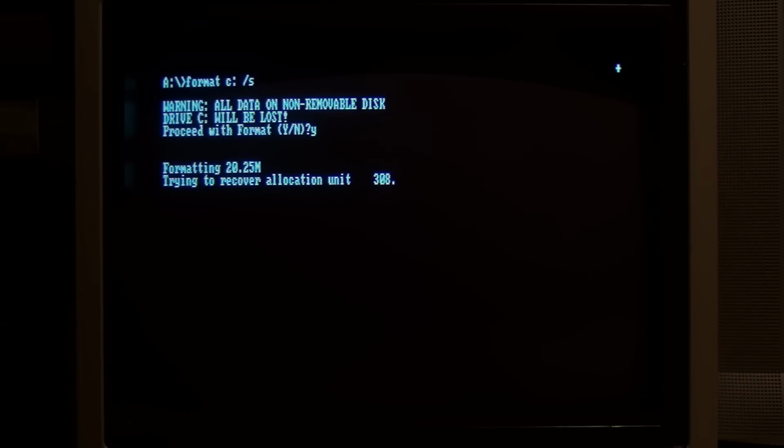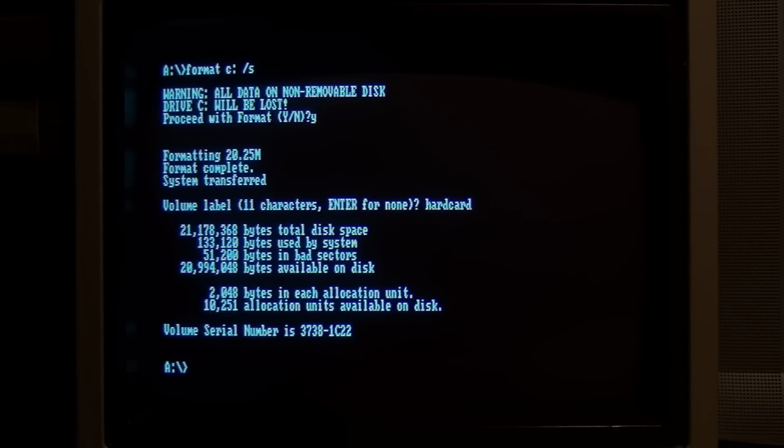And it looks like we have some bad sectors, so we'll see how good this drive still is after 35 years. There it finished formatting. It's only about 51K in bad sectors, which I don't think is too bad, and I'm not worried about that because I don't trust any computer equipment this old to store any irreplaceable files.